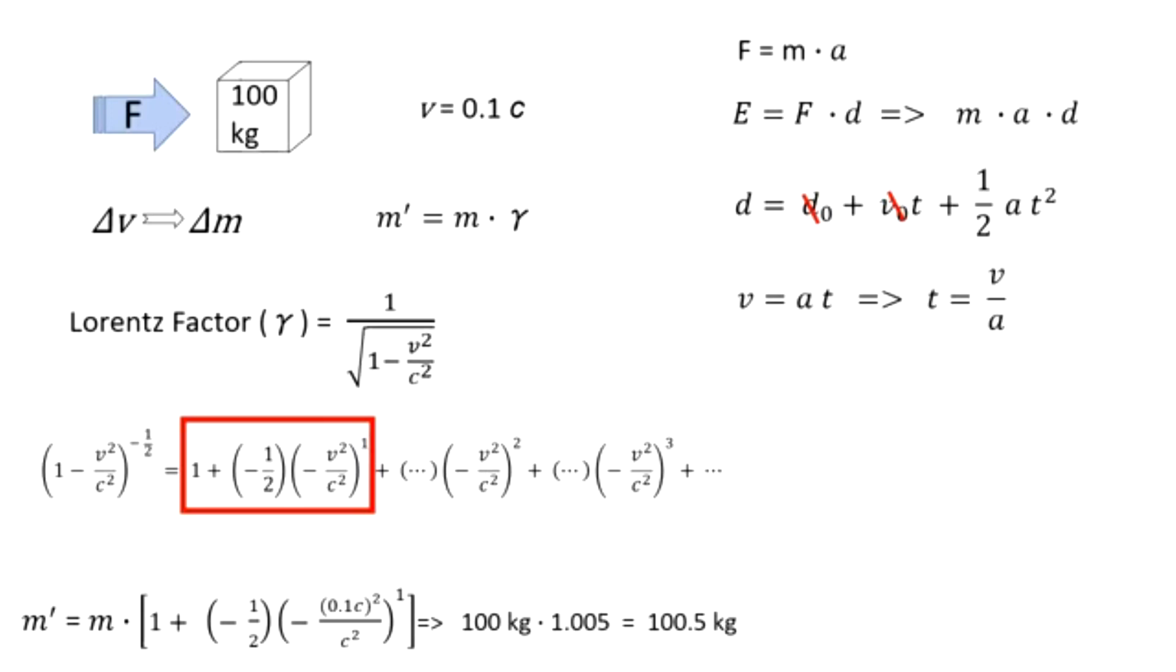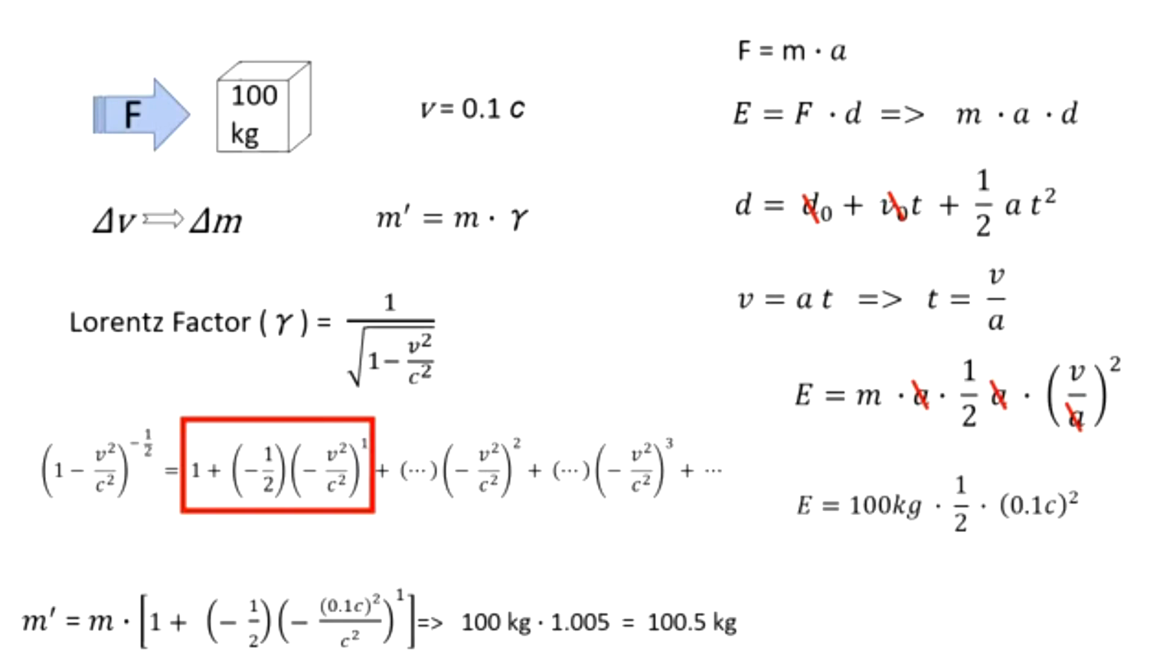Now we can calculate energy as the product of mass times acceleration times distance. Distance is 1/2 acceleration multiplied by time squared. We substitute time by velocity over acceleration and we have this expression. The a's cancel out, and we replace v by 0.1 c. Solving for energy, we get that this is 1/2 kilogram multiplied by c squared. This is the amount of kinetic energy that was added to the 100 kilograms mass to get it to a velocity 1/10 the speed of light.